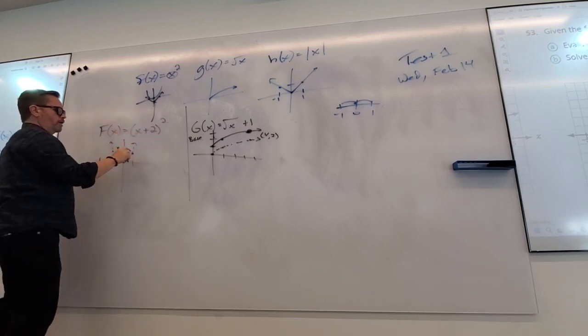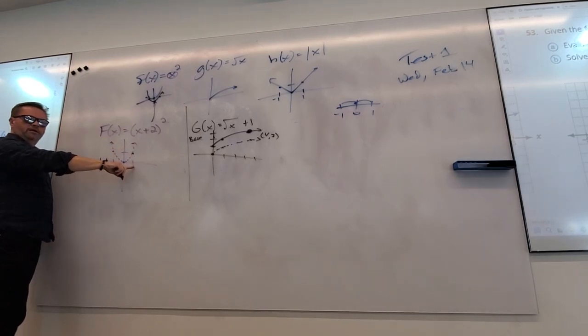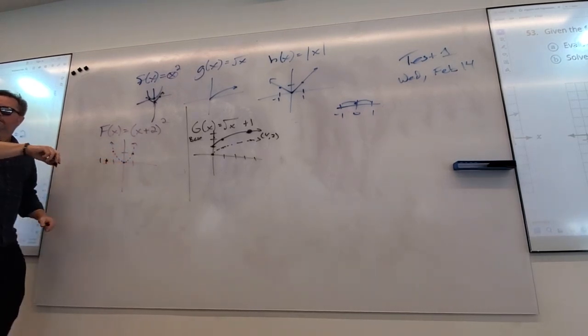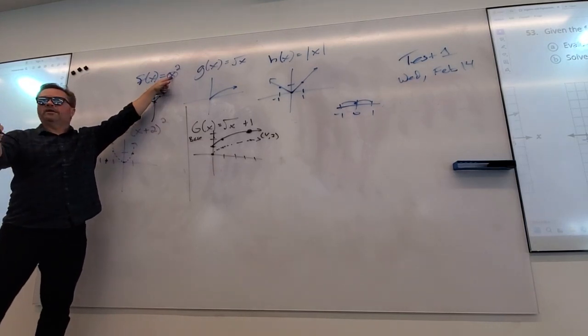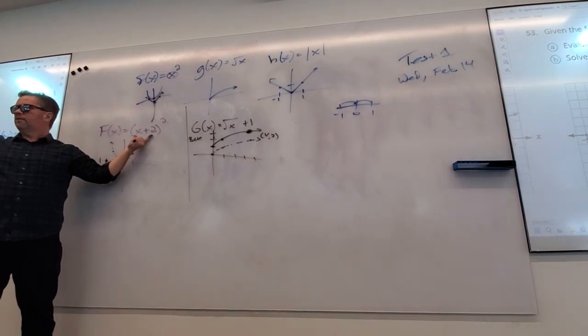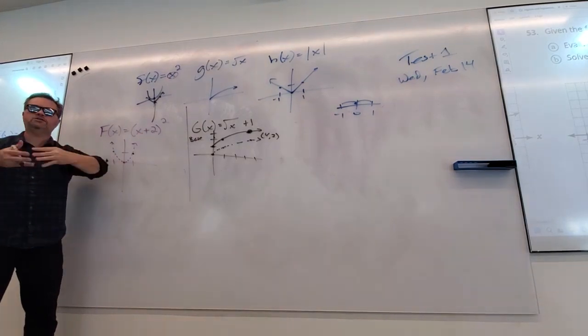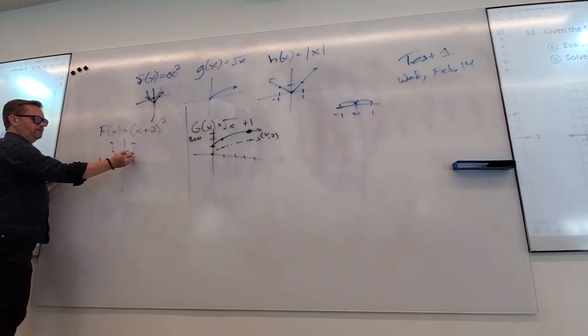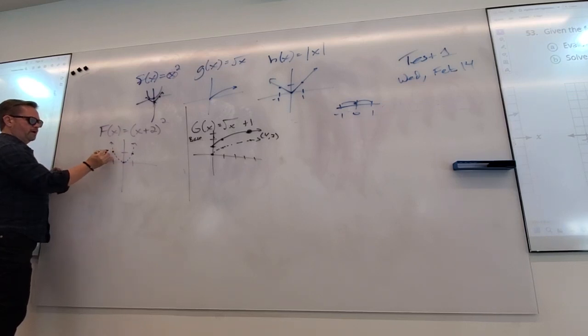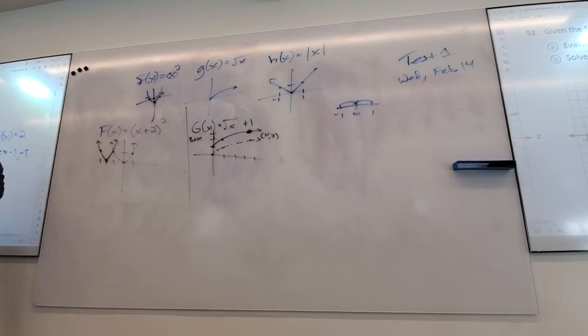How did I get an output of 1 right here in the original function? I put a 1 in, correct? How do I get a 1 here now? How do I make this 1? What do I put in for x? Negative 1. 2 less than it had to be before, because the very first thing I'm doing is giving it 2. So this output goes back 2, this goes back 2. There's the new function, the translated function, right?